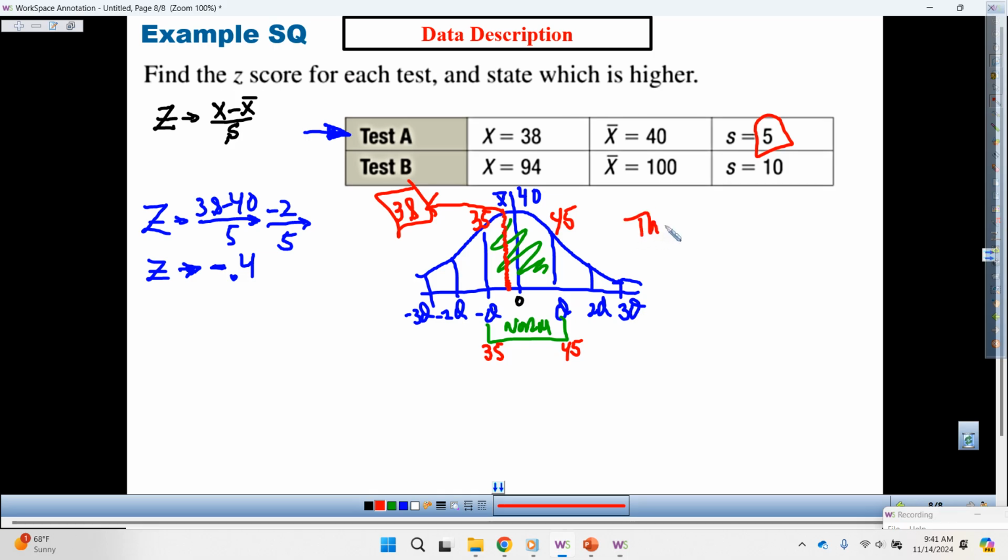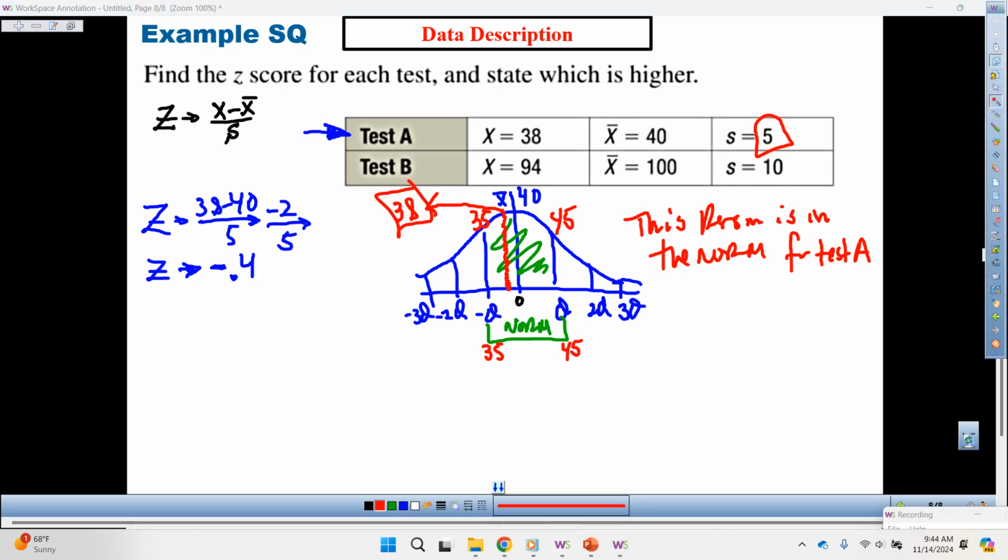This person is in the norm for test A. All right. So do test B, compare the both, and come to a conclusion. I'm going to send you the screen so you can send me your conclusion for both of them.